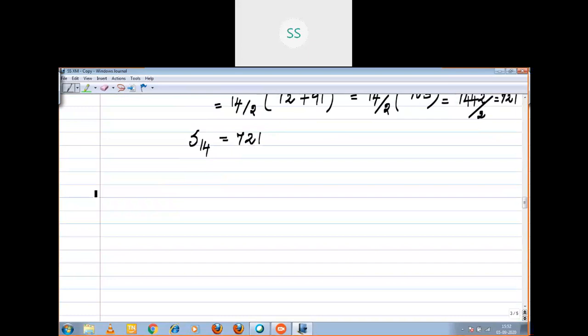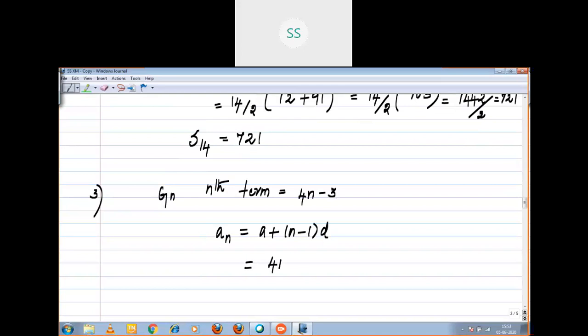Question number 3. Find the sum of the first 28 terms of an AP whose nth term is 4n minus 3. The nth term is given as 4n minus 3. What is the nth term? How to represent the nth term? a_n equals a plus (n minus 1) into d. That is given as 4n minus 3.